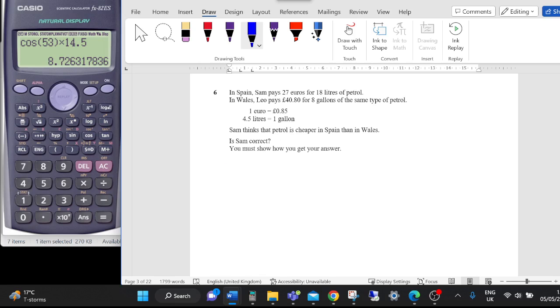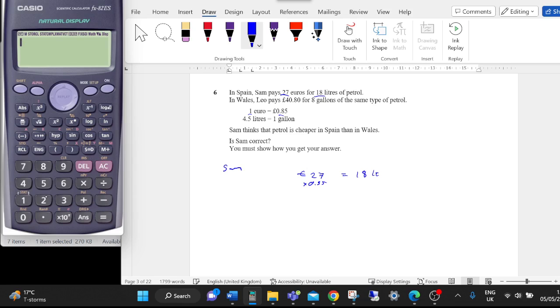So to do that, I'm going to start with Sam. So currently I've got 27 euros for 18 litres. So if I convert that into pounds, to convert euros into pounds, I've got my conversion here. 1 euro is 0.85. So I'm going to times that by 0.85. So that will give me 27 times by 0.85. So I basically get 22.95 pounds for 18 litres.